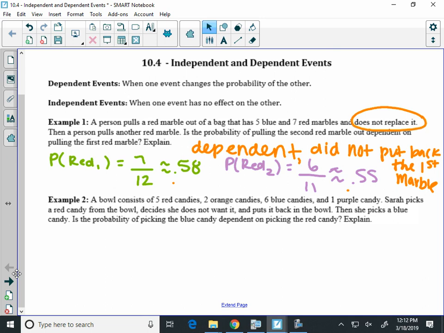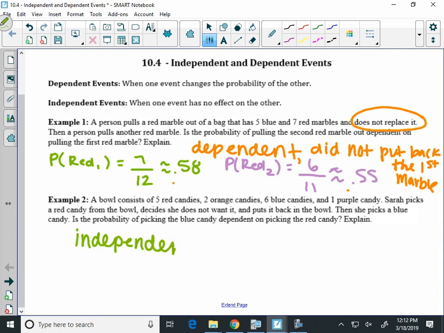What do we think? Dependent or independent? Independent. What in this scenario tells you that these two things are independent? Replaces. Yeah, she replaces it. Put the first candy back.